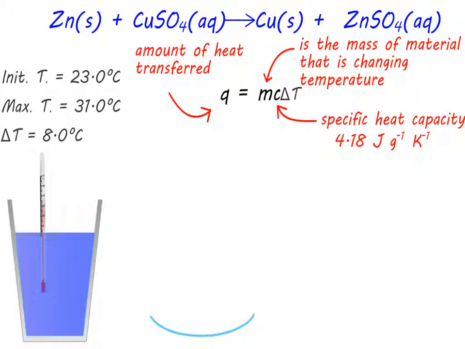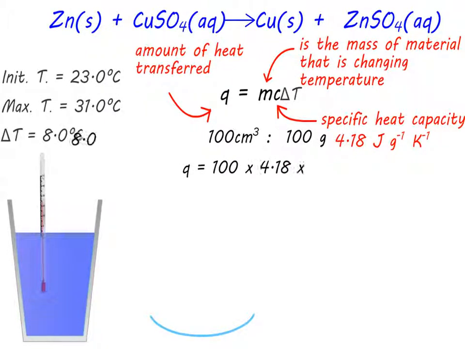We will then take the density of the solution to be 1 gram per cm³, and so 100 cm³ will translate to 100 grams for the mass in the equation. When doing this, it is important to note that the mass is the mass of the material being heated up or cooled down, and it's having its temperature measured. We can then insert our values into this equation.